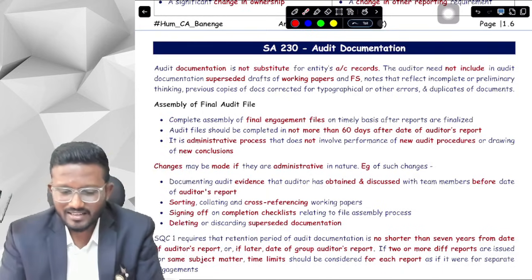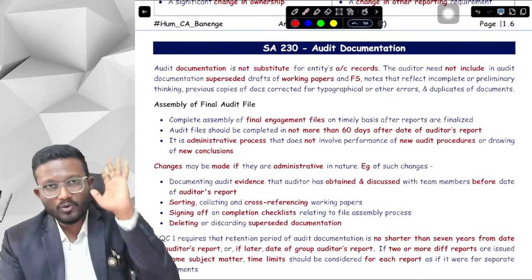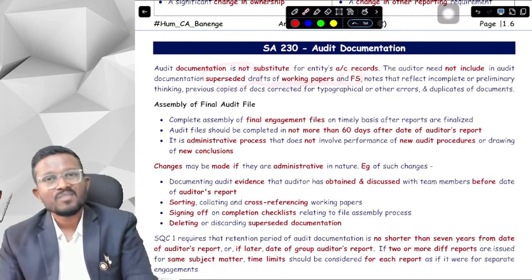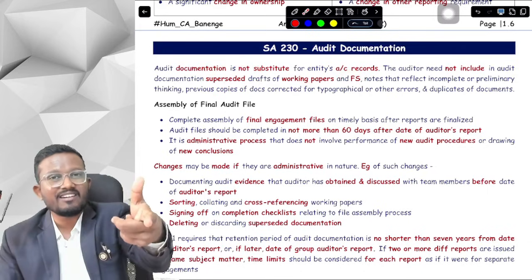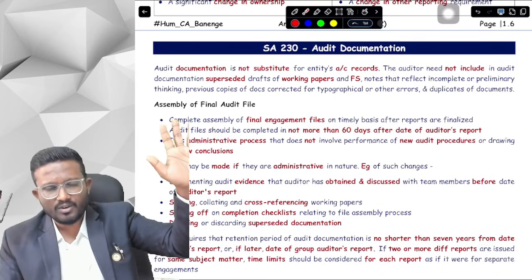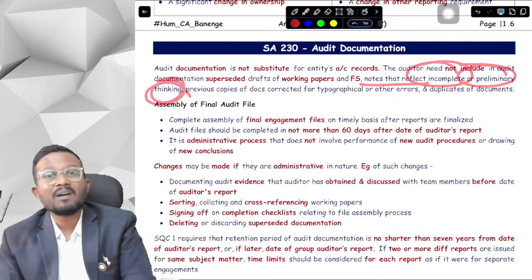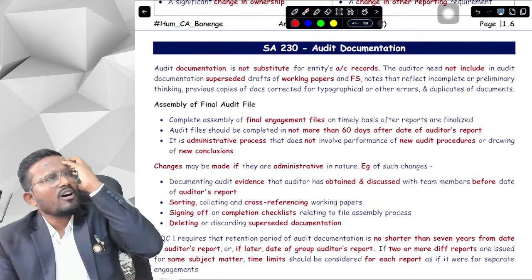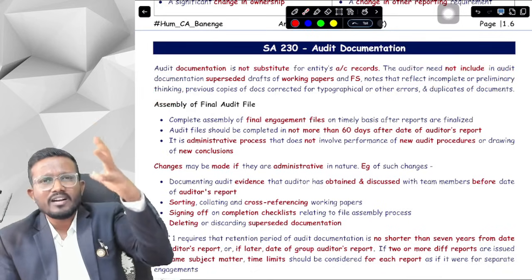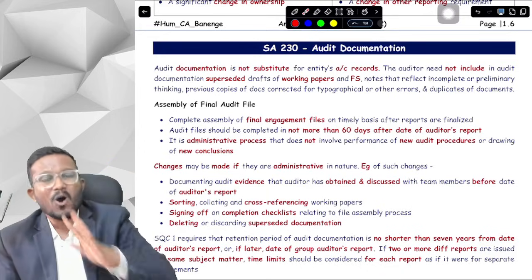So what does it say? What should we not include in audit documentation? Any superseded drafts of working papers and financial statements. Any drafts of working papers or financial statements, we don't have to include in our audit documentation. Notes that reflect incomplete or preliminary thinking at the start of the audit. I was just thinking about how I will do the audit and what I will do exactly, and noted it down somewhere. I don't have to include that in my audit documentation.